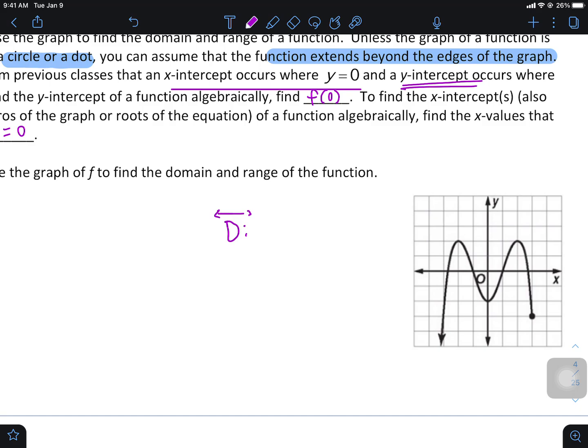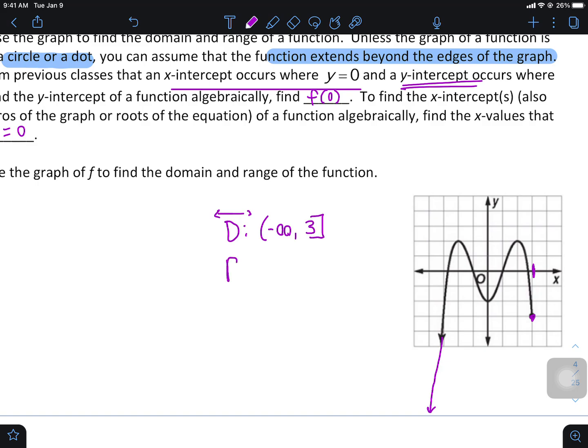Domain is basically how far left and how far right a graph goes. So if we look at this graph, it keeps going down and left forever. That extends off the page. So we're going to say it goes all the way left to negative infinity. And then the farthest right it goes is this x value right here, and there's a closed dot, so I'm going to put a bracket there. That looks like the x value of 3, so we'll put a bracket right there.